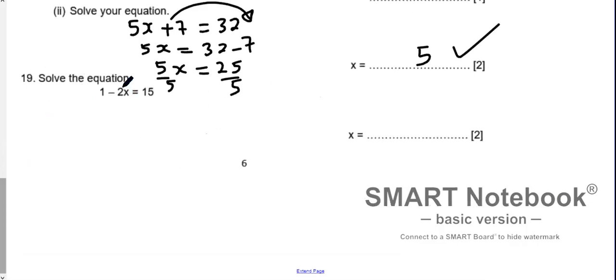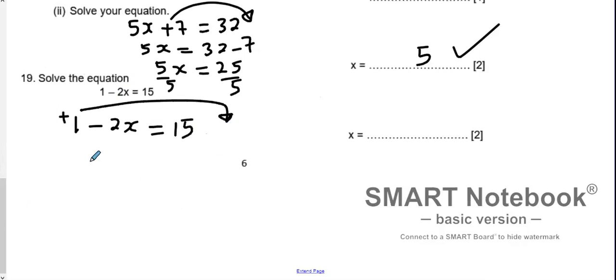The next question is solve this equation. You have 1 minus 2x equals 15. This positive 1 will be going there, so it will be negative 2x equals 15 minus 1. 15 minus 1, this will be 14.